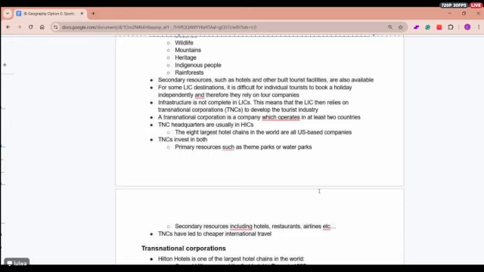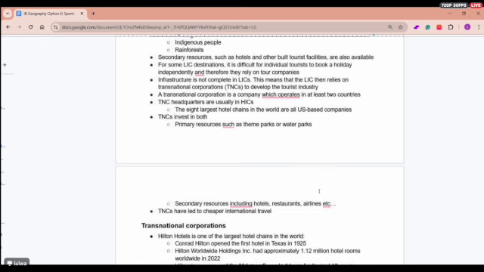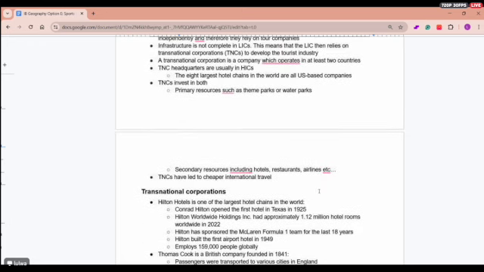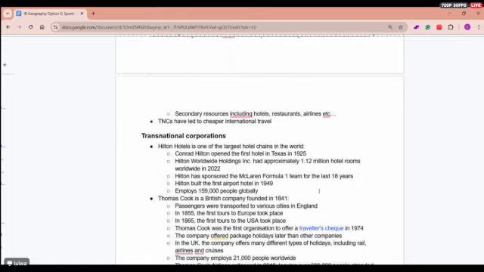So a transnational corporation, of course, is a company that operates in at least two countries, and TNCs invest in both primary resources and secondary resources. And TNCs have led to cheaper international travel. So here are some examples.